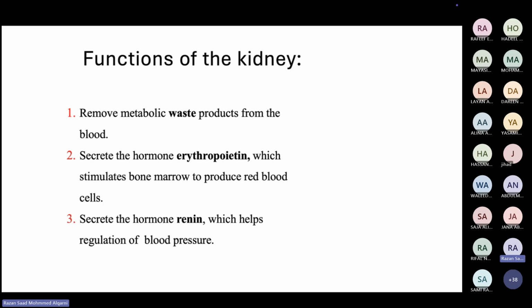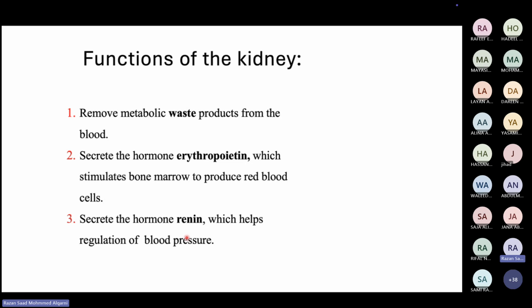So the main function of the kidney is to remove the metabolic waste produced from the blood and secrete some of the hormones, including erythropoietin, which is responsible for RBC formation. This is the hormone that participates in producing new red blood cells. It stimulates the bone marrow to produce red blood cells. Finally, it also secretes other hormones like renin, which helps to regulate the blood pressure.